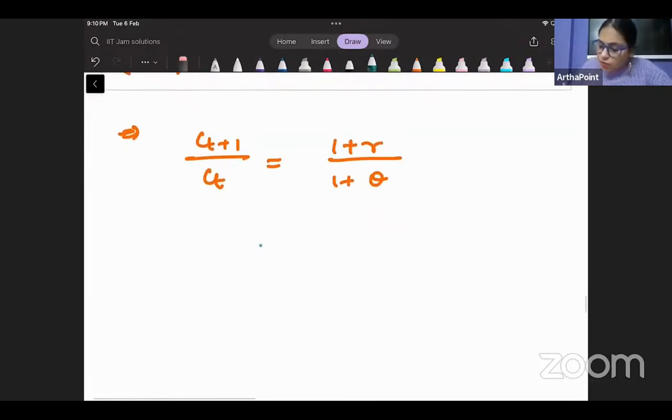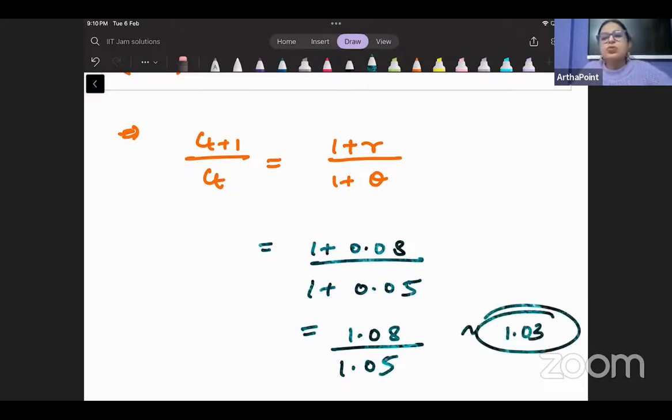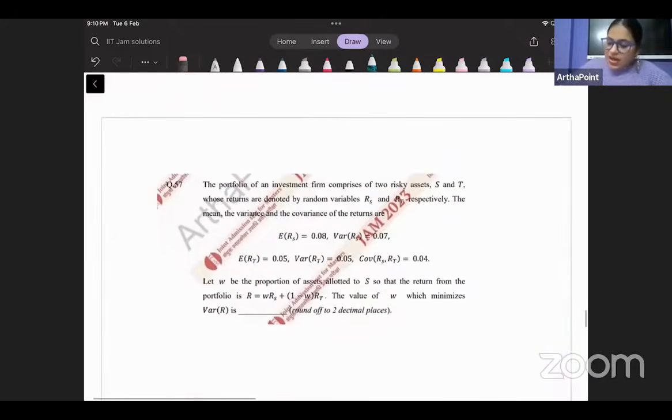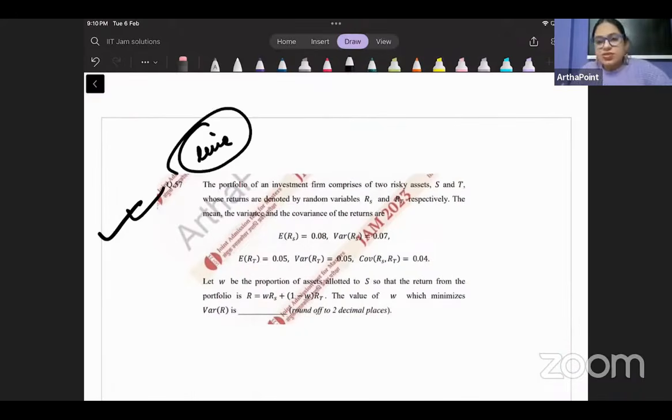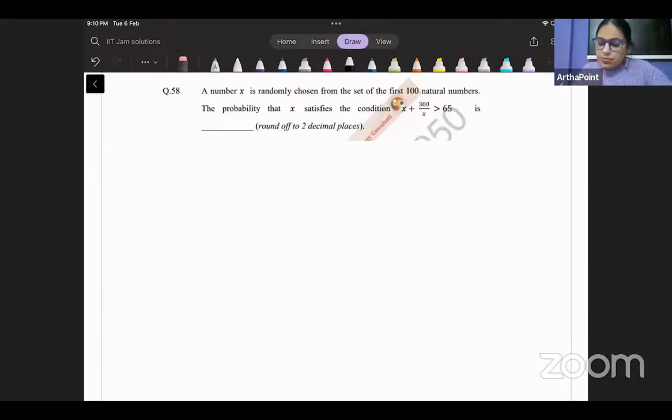ठीक है, डाल दो value. R is 0.08. Theta is 0.05. तो क्या हो जाएगा बच्चे? 1.08 upon 1.05. So when you will solve this, you will get approximately 1.03. ठीक है जी. Beta, come to the next question. I have taken this in the stats lecture. We have already done this in the live lectures. Please refer from there. Okay. Come to the next question.